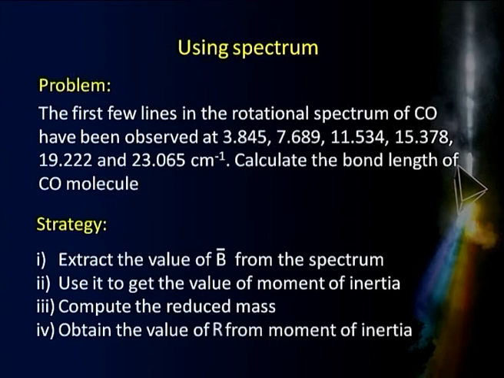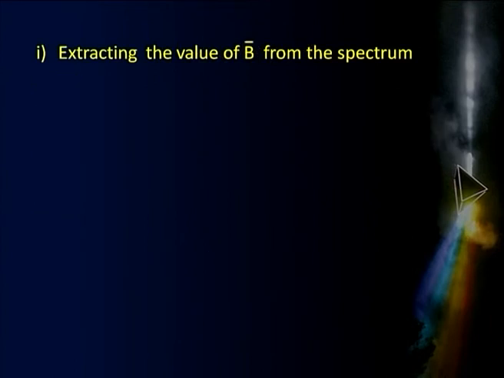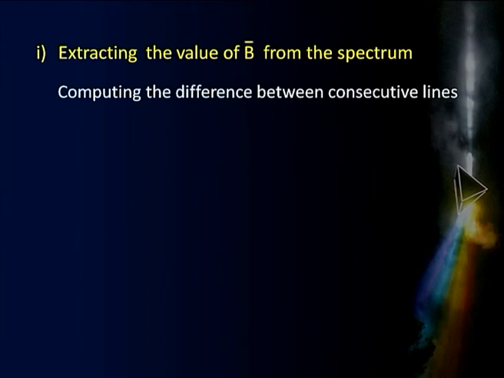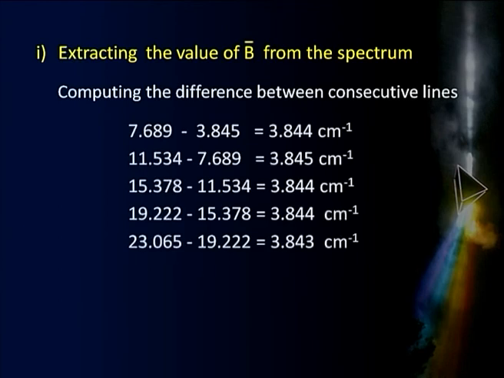Okay. Let us see how we operate on this strategy. We start with the first step, extracting the value of b bar from the spectrum. What do we do? We just take consecutive lines observed on the experimental spectrum and take their differences. Say this is my second line minus the first one, which comes out to be 3.844 centimeter inverse. I keep doing this, third line minus second and so on, and I find that the average value of these differences happens to be 3.844 centimeter inverse.